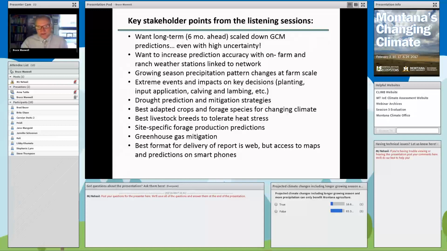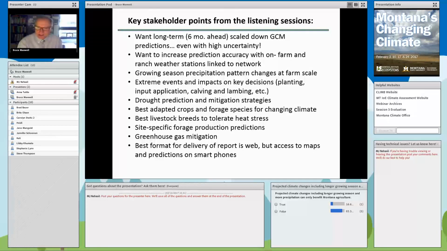Site-specific forage production predictions would be useful to them. Many of the ranchers in particular thought that we should be able to do a better job. They'd like to know what models might say, using projected climates, about what kinds of forage production they might get. Similar with crop producers, actually.